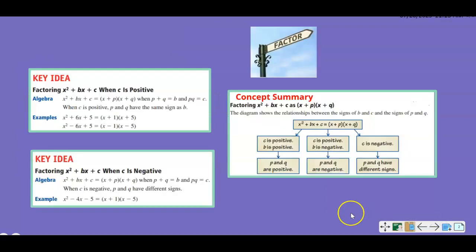All right, some key ideas that you need to be familiar with. I would make sure you have these written down. It just helps you review these and commit them to memory.